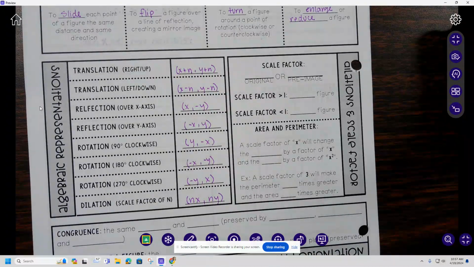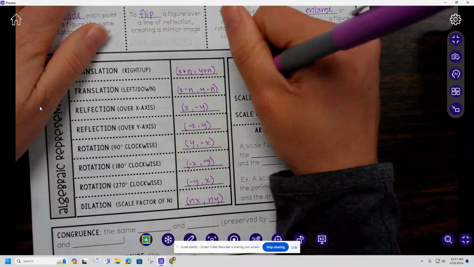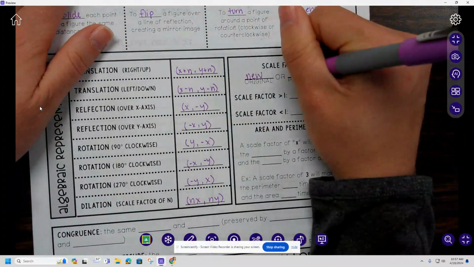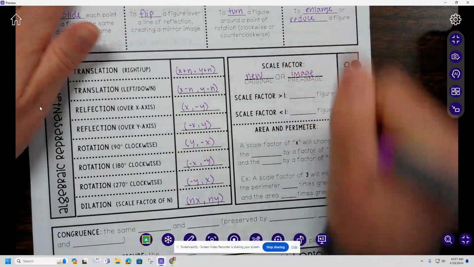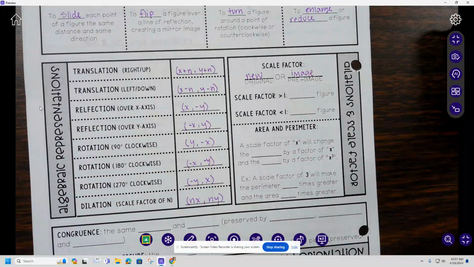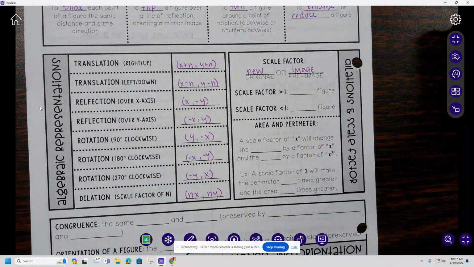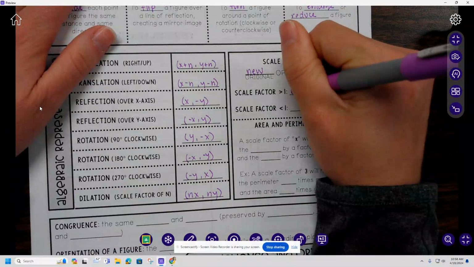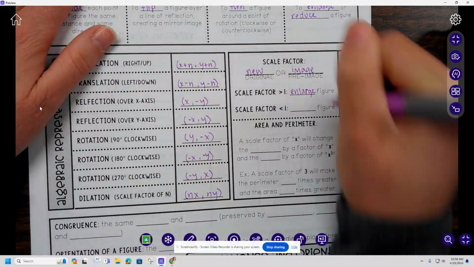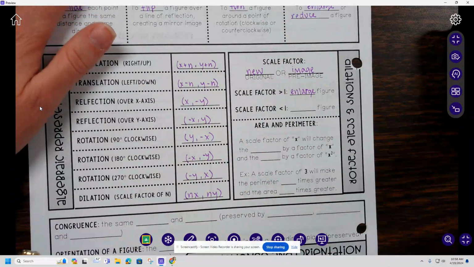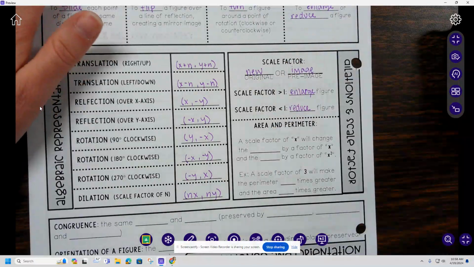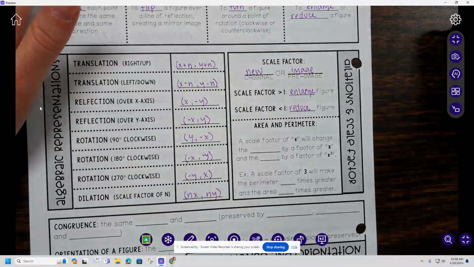All right, scale factor. So we have new over original, or image over the pre-image. Whatever you want to use to describe that, feel free. So a scale factor greater than 1 would enlarge the figure. And if it's less than 1, it's going to reduce the figure. And we saw this in our warm-up today. We had a scale factor of 1/3, and the image got smaller.